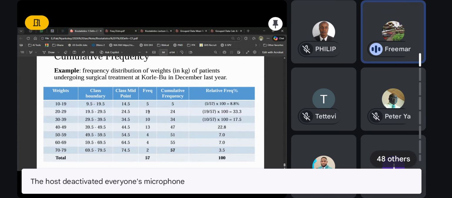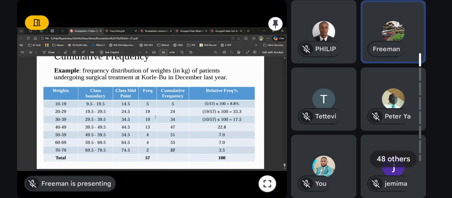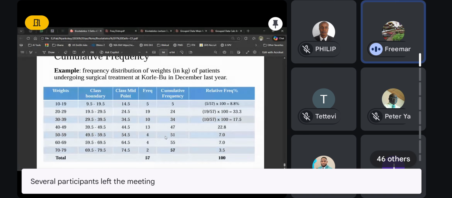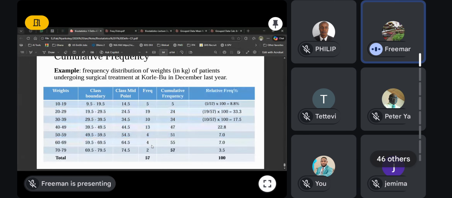So if you have this as your frequencies, for the cumulative frequency, the first one will repeat itself as 5 there. Then you add 19 to 5. That gives you 24. You add 10 to 24. You have 34. You add 13 to 34. You have 47. You add 4 to 47. You have 51. You add 4 to 51. You have 55. You add 2 to 55. You have 57. So you have 57 here. Your last answer there should be the same thing here.